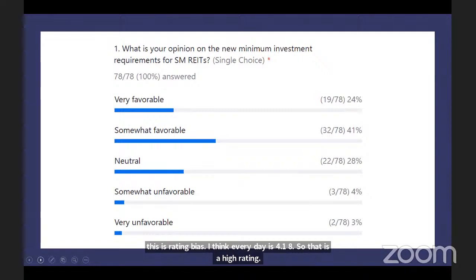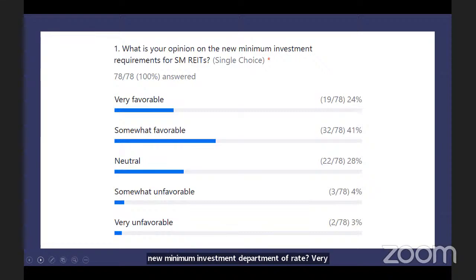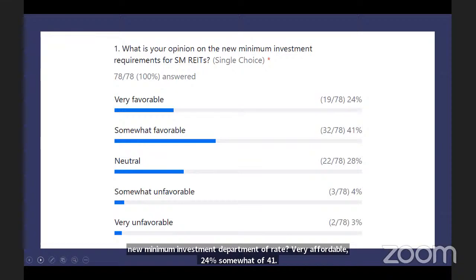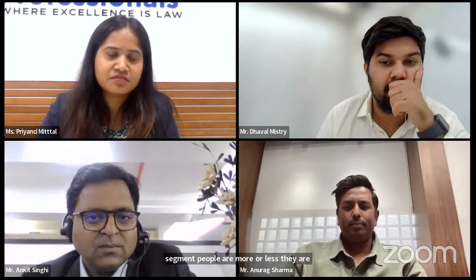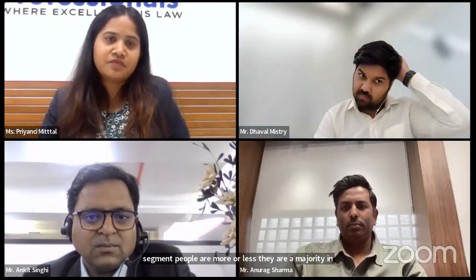Next question: what is your opinion of the new minimum investment requirement of REIT? Very affordable, 24%; somewhat affordable, 41%; neutral, 28%. So for the 10 lakh rupees, people are more or less in favor. Okay, so these were some of the questions.